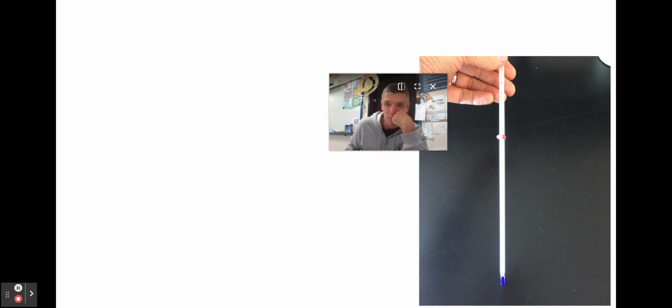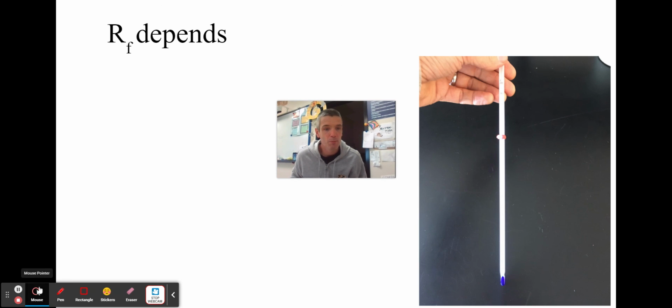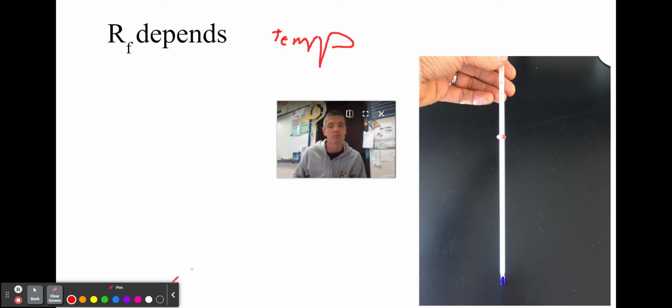And finally, look at that. Here's me with my hand. The temperature of the room or the temperature of your system. I didn't animate that. There should be temperature underneath there. Here, we'll do this. Temp. Okay, temperature. That's going to influence your RF value.